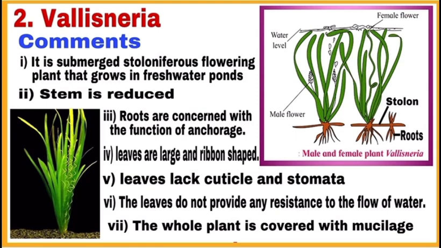So, Vallisneria is a submerged stoloniferous flowering plant, grows in freshwater ponds. Its stem is reduced and roots are concerned with the function of anchorage. Check the shape of leaves now. Leaves are large and ribbon shaped and they lack cuticle and stomata. And leaves do not provide any resistance to the flow of water. The whole plant is covered with mucilage. This adaptation is to prevent the plant from rotting or wetting.